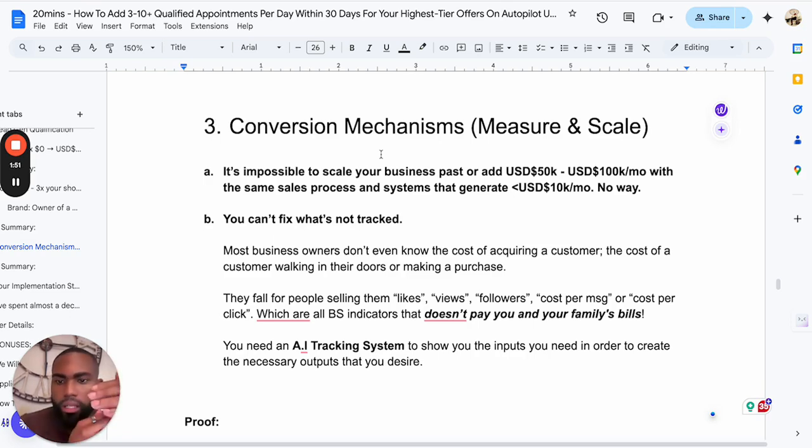They fall for people selling them likes, views, followers, cost per click. Oh, look at the reach that we got you. Look at the reach. Nonsense. Which are all BS indicators that do not pay you or your family's bills. It doesn't pay your Flow bill, your Digicel bill.